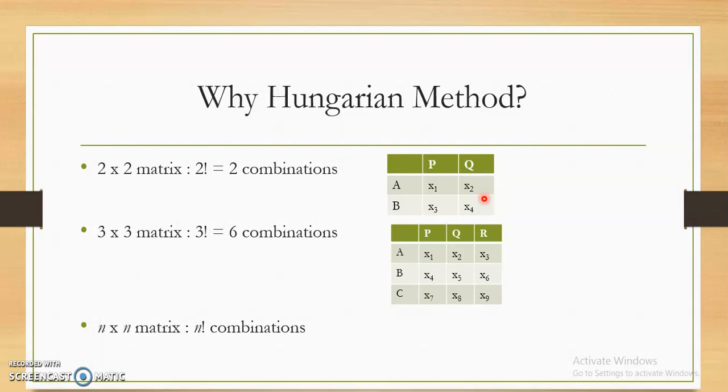Now, if our objective is to minimize the total processing time, how many combinations are possible? First, we will assign A to P and B to Q. This is the first combination. The second possible combination is A to Q and B to P. So these are the 2 possible combinations, and with these we have to determine the total time required, and the combination which gives the minimum time is our final answer.